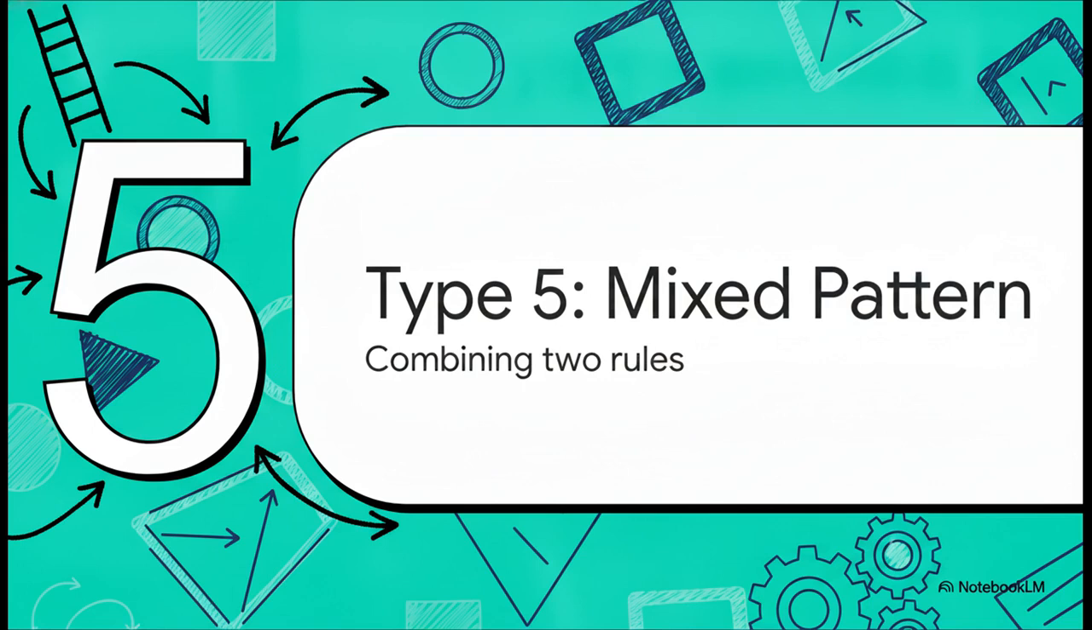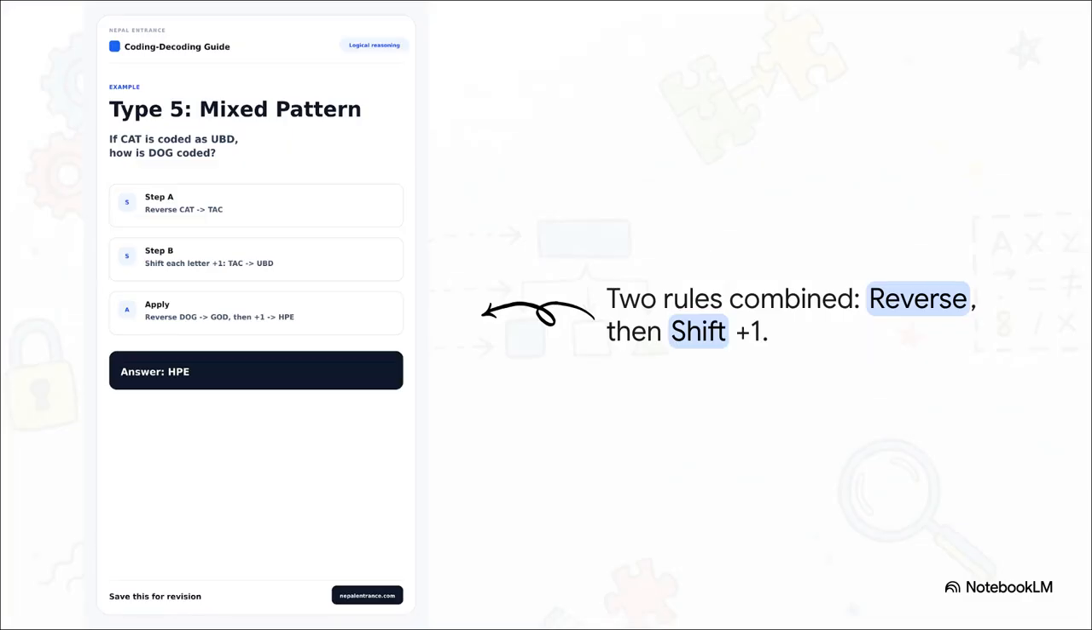And finally, we've reached the toughest level you'll face. Type 5, mixed patterns. This is where two separate rules, like shifting and reversing, are combined into one single challenging question. Let's say cat is coded as UBD. A simple +1 shift completely falls apart here. C to U is a massive jump. But if one rule fails, check for a combination.